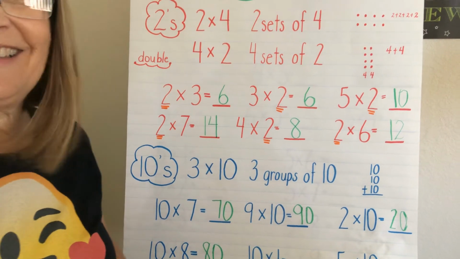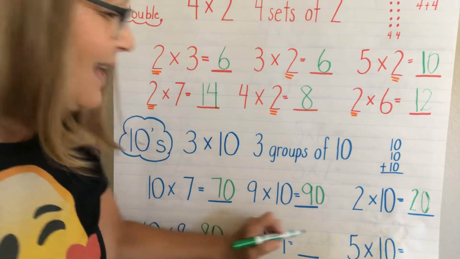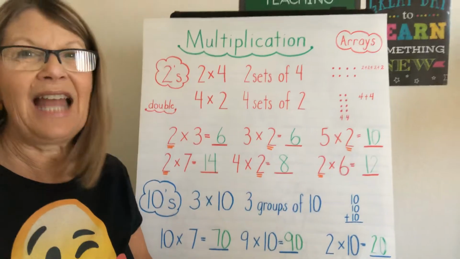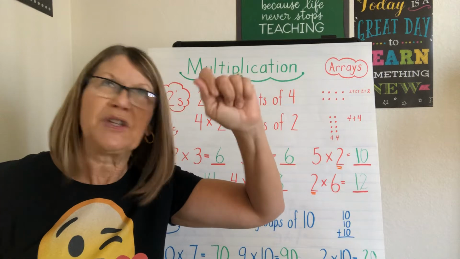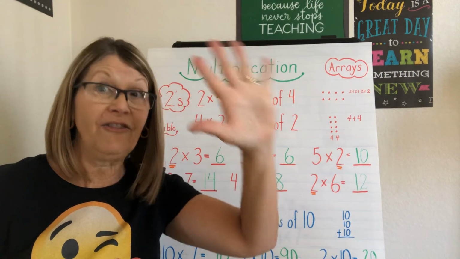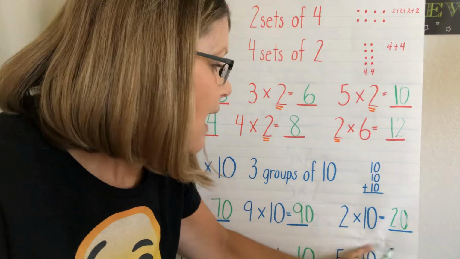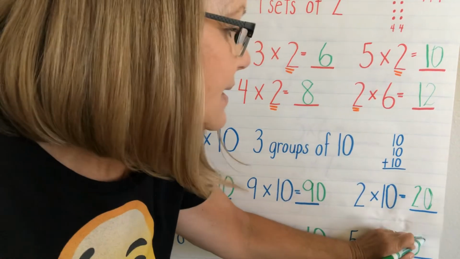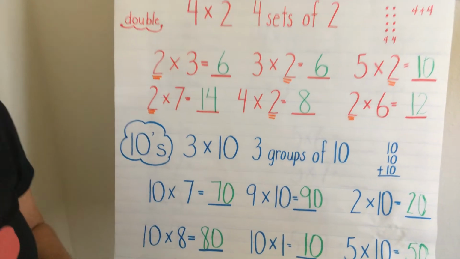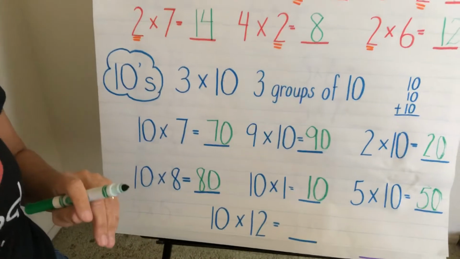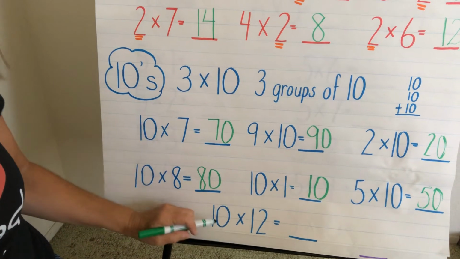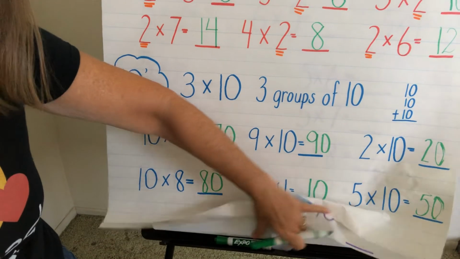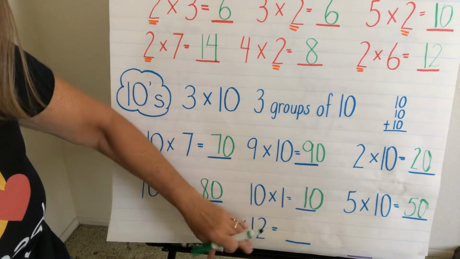10 times 1, that's just 10, one time. So that answer is going to be 10. 5 times 10, I could say 10, 20, 30, 40, 50. Or I know that I can write my 5 and put a 0 behind it. And that especially comes in handy when you have bigger numbers. Here is the number 10 times 12. Okay, I can remove this marker because it's in my way.